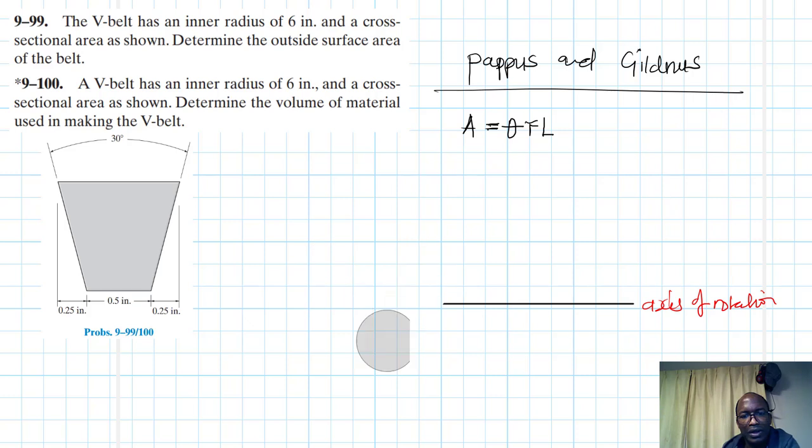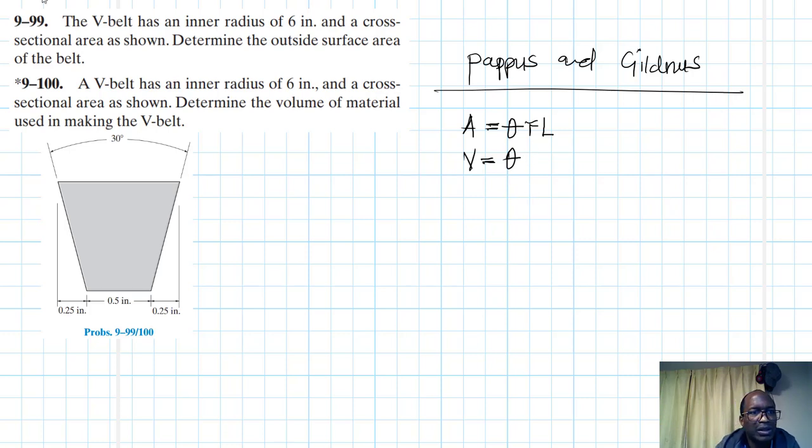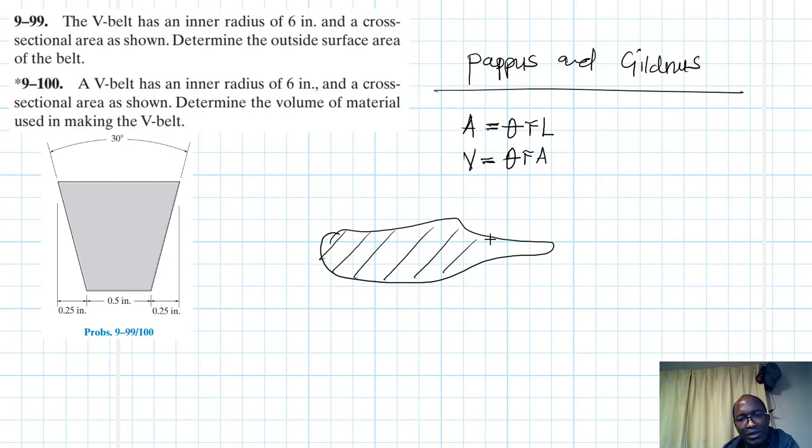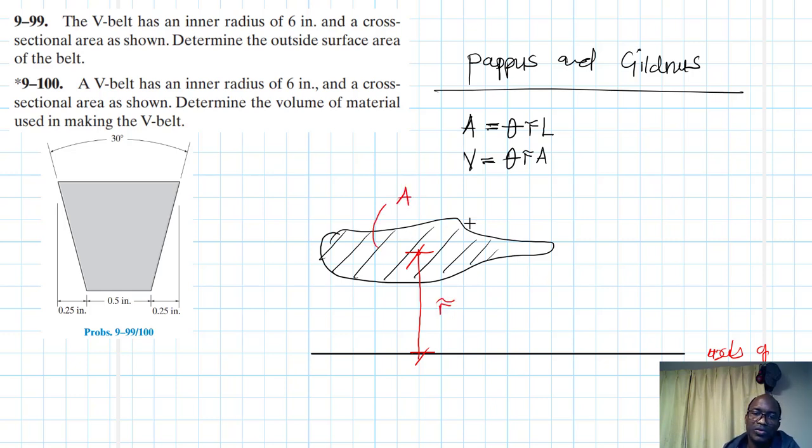They also defined the volume, where volume is equal to the angle of revolution, expressed in radians, times the centroid distance of the area being revolved, times the area. Again, it can be any shape. Imagine this is the shape we are dealing with, and this is the axis of rotation. This distance here is our centroid distance perpendicular to the axis of rotation, and this is our area. If we revolve this about the axis through a given angle, we are able to compute the volume. These are the two equations that we are going to use.